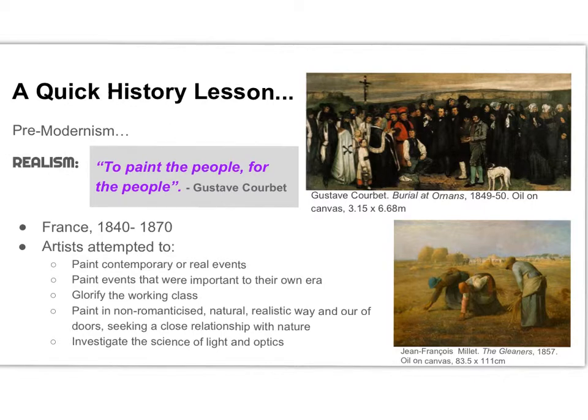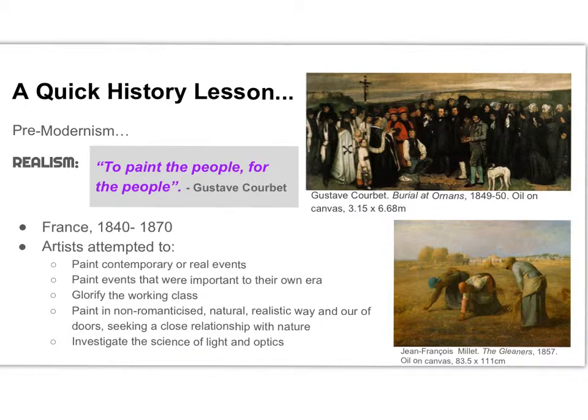Now, just to give you some greater context in terms of leading up to modernism and the establishment of German Expressionism within modernism, we're just going to go back before modernism for a quick second, again drawing on some of the information that we were learning in our art space study.